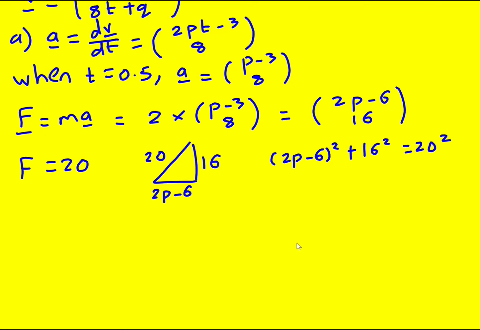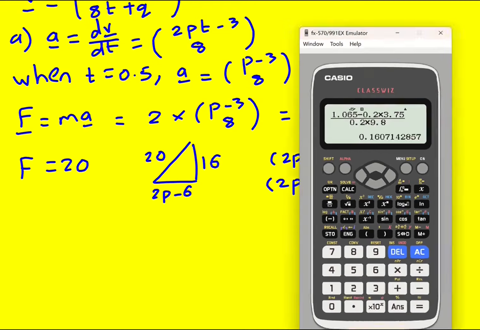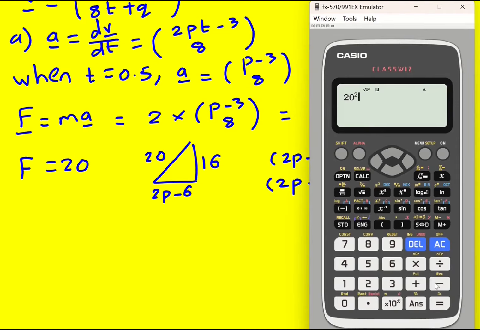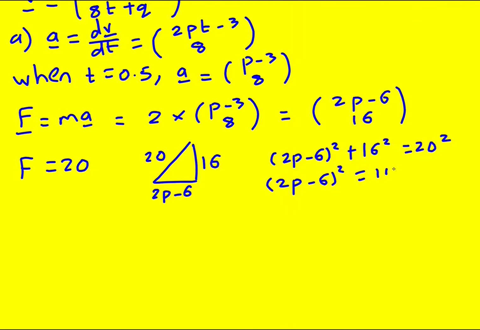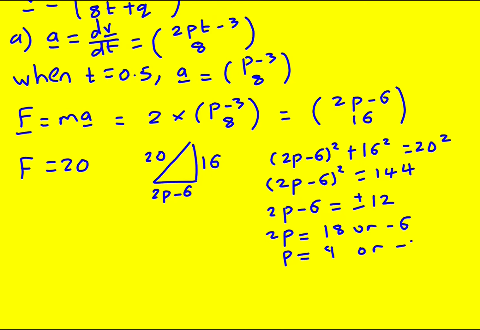Now you could expand this and then solve a quadratic, but there's no need because this is essentially in completed square form. So I can just say that 2p minus 6 squared is 20 squared minus 16 squared. So it's 144. And then square root, 2p minus 6 is going to be plus or minus 12. Adding 6, I'm going to get 18 or minus 6. So p is equal to 9 or minus 3.